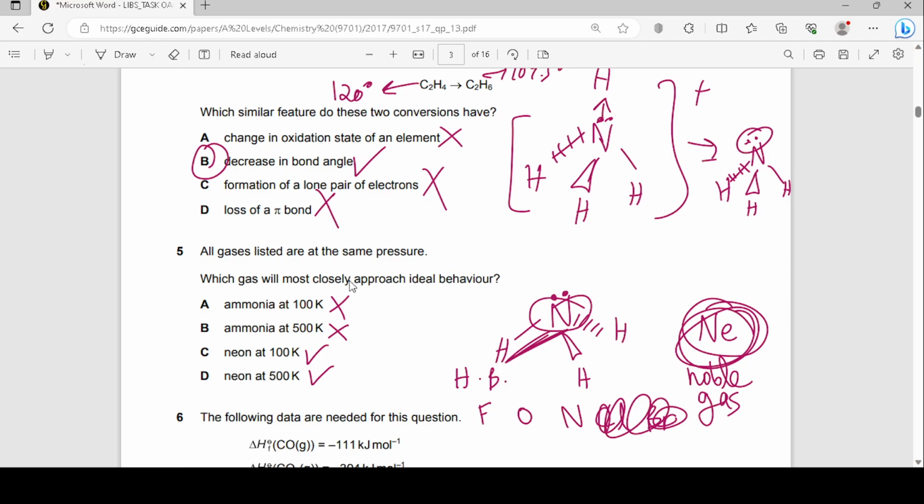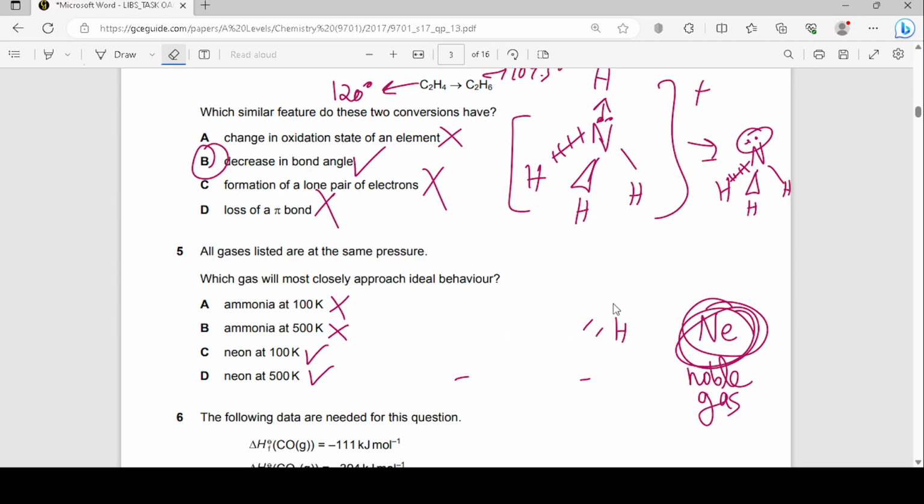So that means that ammonia is much less ideal than neon, because an assumption of ideal gases is that the molecules of an ideal gas have no or very insignificant intermolecular attractive forces, right? So then my correct option would be either C or D. And the second thing to consider is neon at 100 kelvins or 500 kelvins.